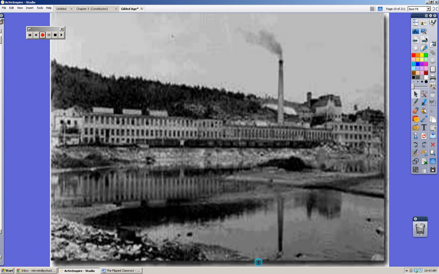Here's an example of a power plant. You can see it's near a river, but it now has a smokestack, and the smokestack is obviously how you would get rid of the carbon dioxide from the fuel that's being used inside the factory.